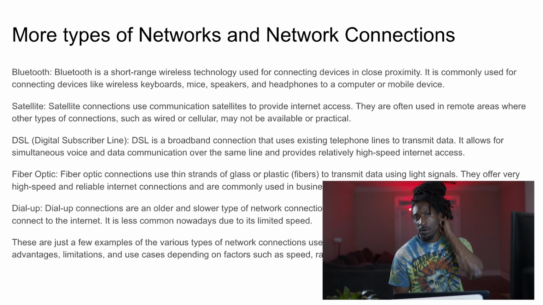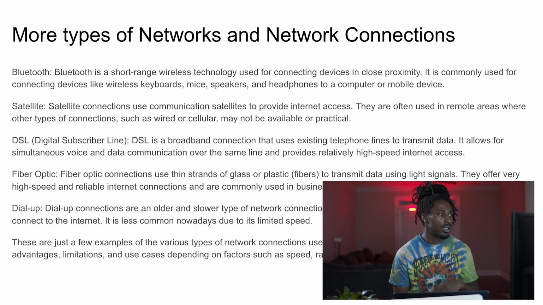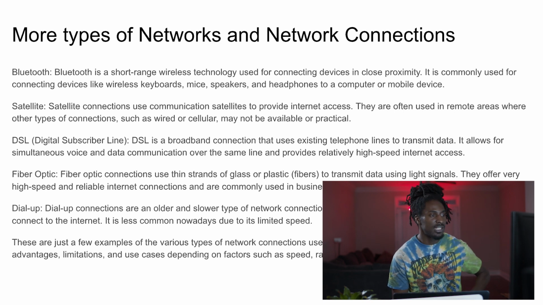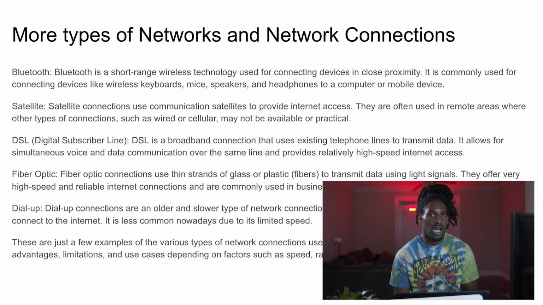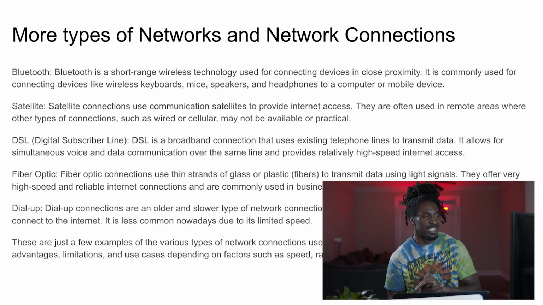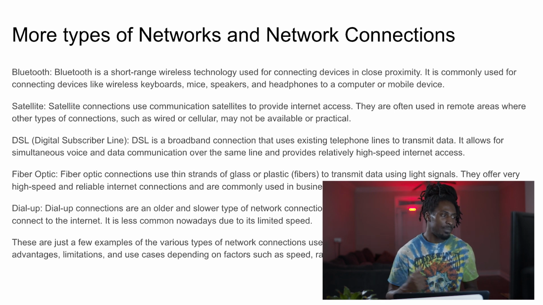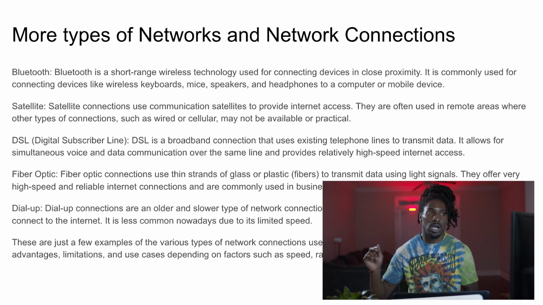Here are some more types of networking connections. We covered Bluetooth before, satellite. We don't really use satellite anymore. It's often used in remote areas or areas that don't have wired or cellular, or where those may not be available or practical. DSL, we don't use DSL anymore. That's a broadband connection that uses telephone lines, and that's deprecated. Fiber optic. Just remember when you talk about fiber, it's good over long distances.